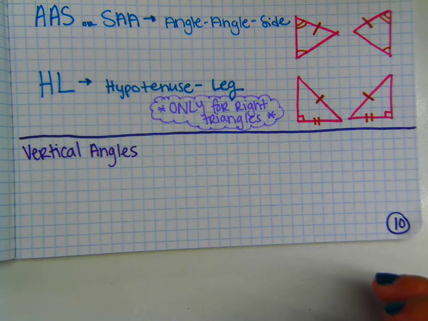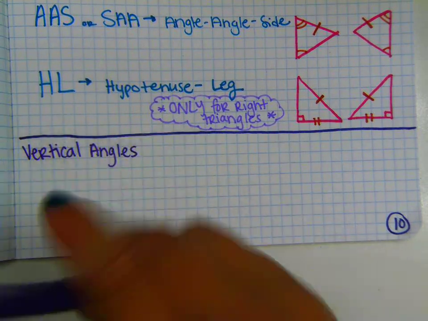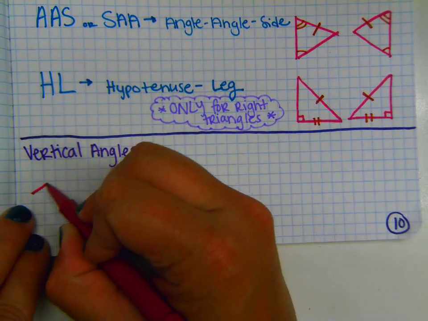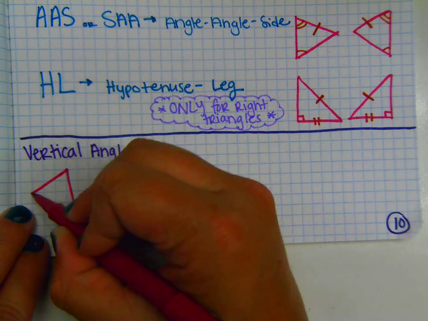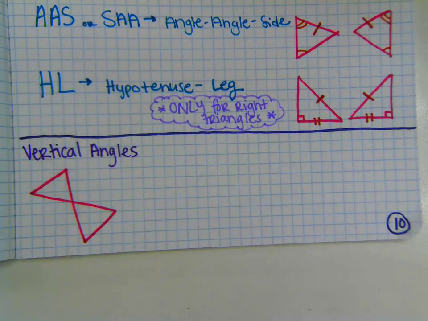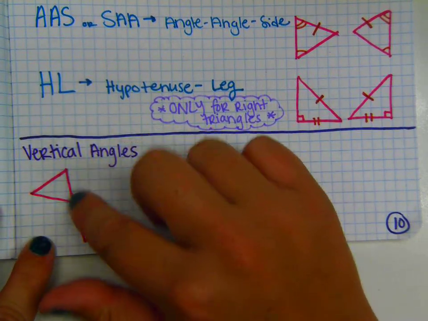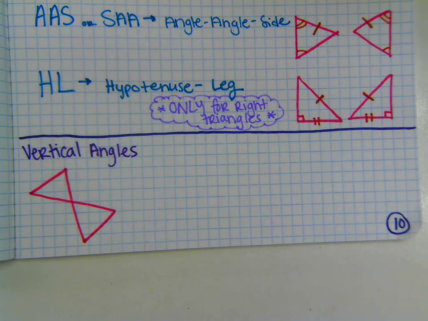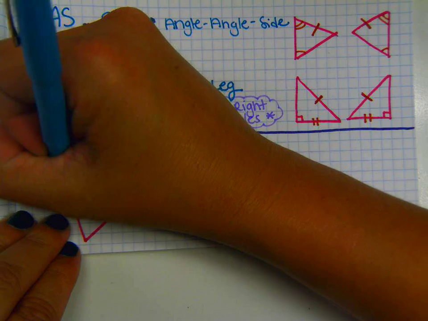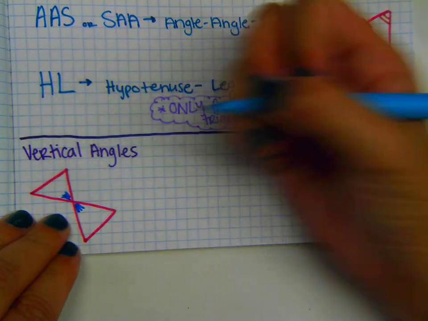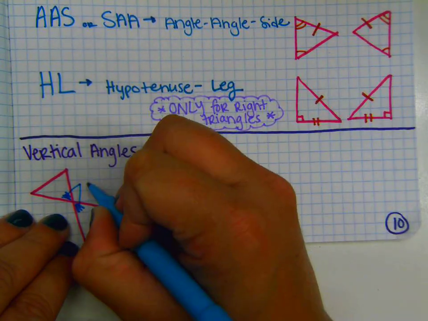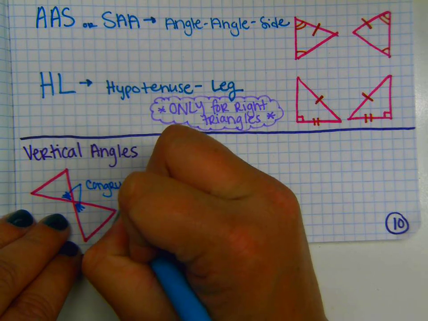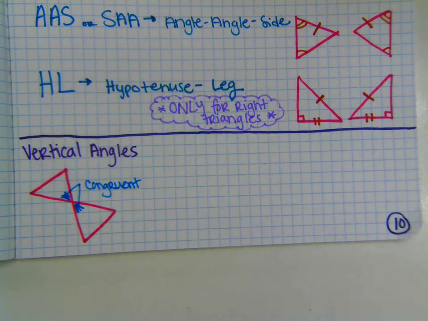And we can see vertical angles a lot when we're trying to prove congruence. So let's say we have triangles that look like that. Okay, those are two triangles. We have this first triangle, and then we have this second triangle. Now what you will need to know is that this angle and this angle are congruent. These are congruent because they are vertical angles, okay? So we have to note that those are congruent because they're vertical angles.